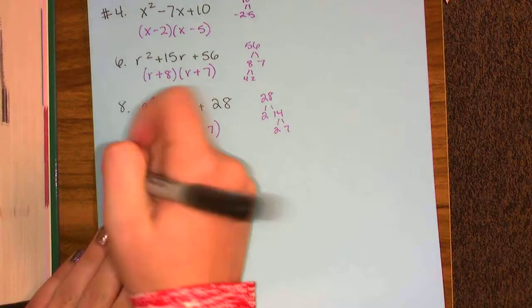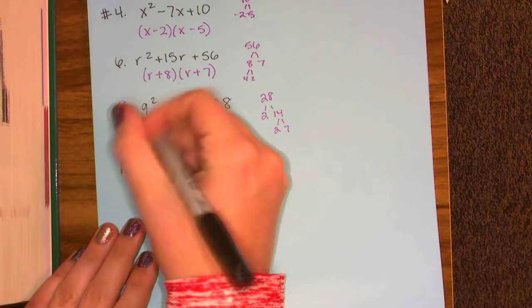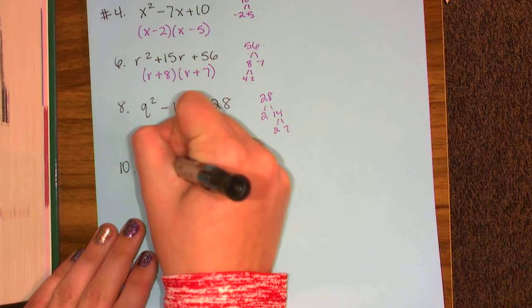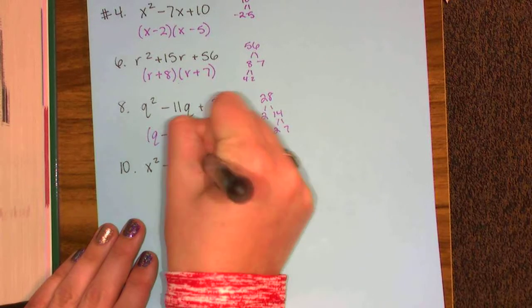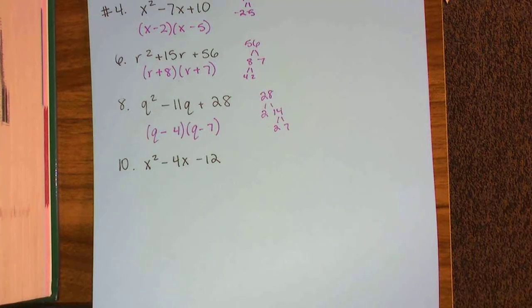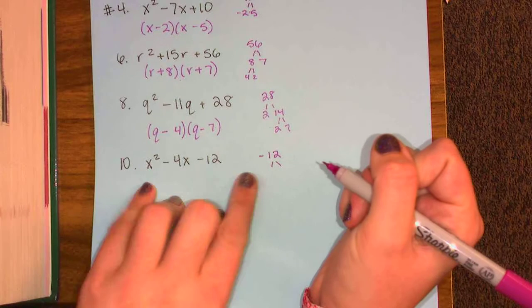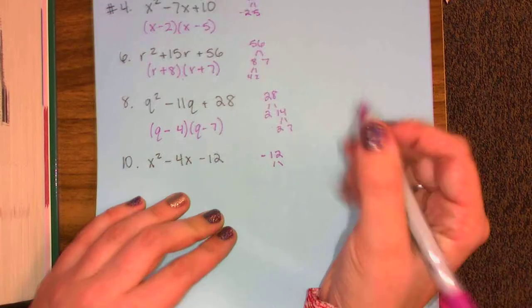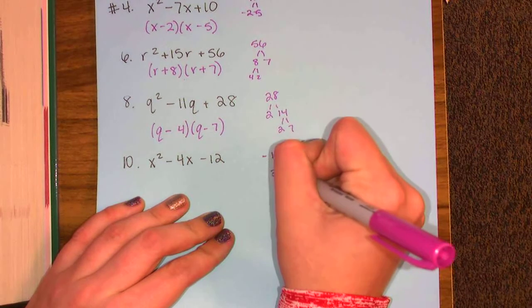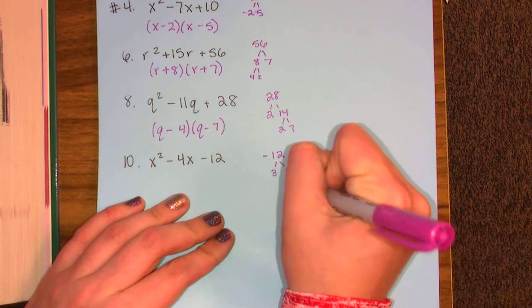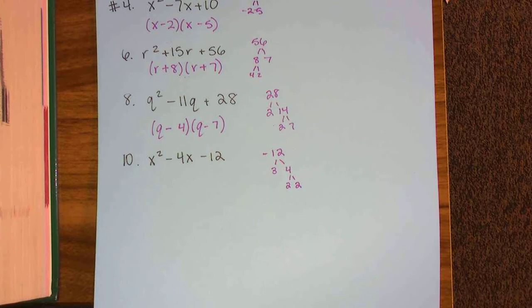Let's see, 10's a little more interesting. Okay, when we have to pay attention to the signs a little more. So x squared minus 4x minus 12. Okay, so basically I have -12, so I need factors of -12 that add up to give me -4. So 12 is 3 and 4, and then 4 is 2 and 2. So I need some combination of these.